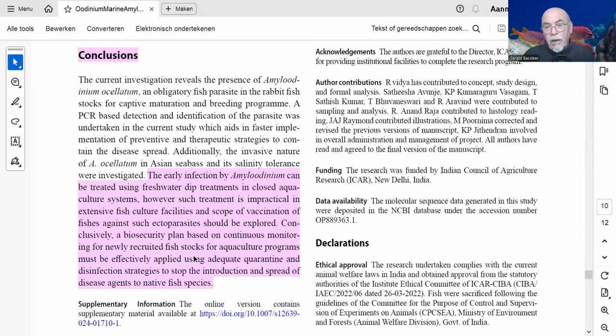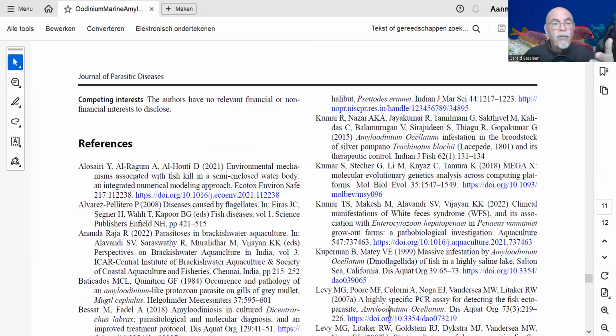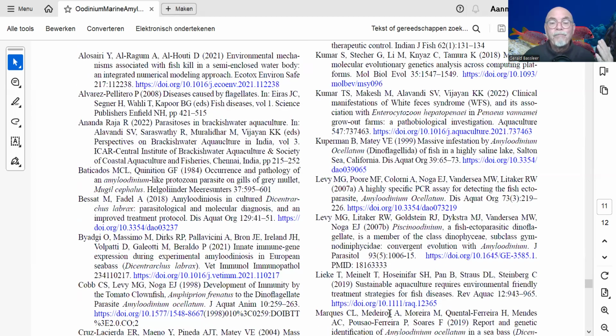Important, of course, dealing with Oodinium is planning good biosecurity, preventing the spreading of the disease. I have different videos on YouTube on that. But in the quarantine phase, use lower salinity. You can look at more references if you want to read more.